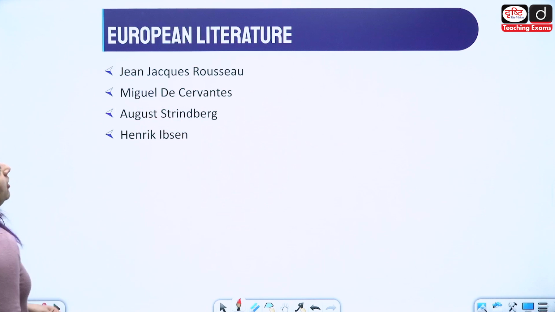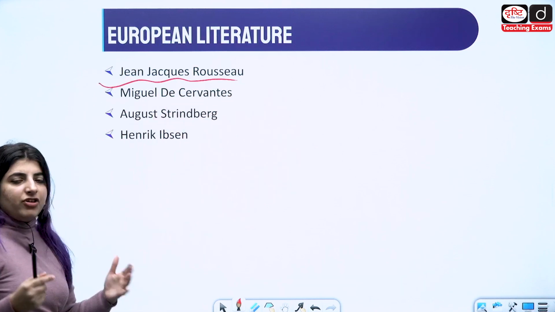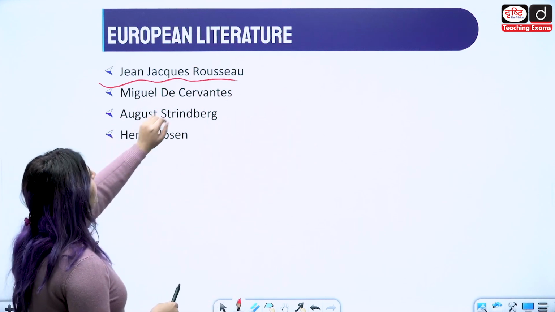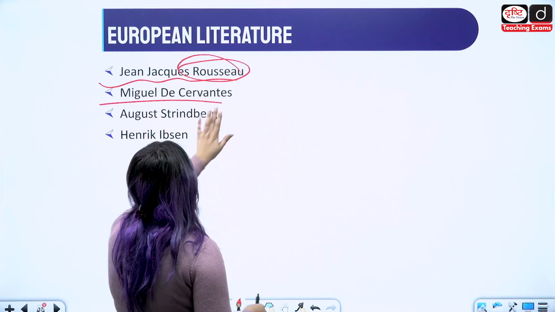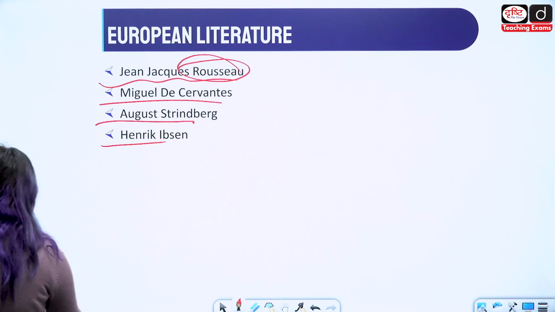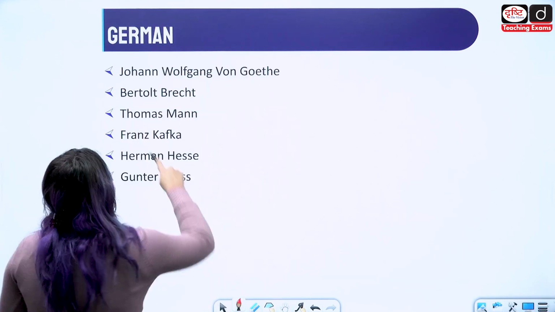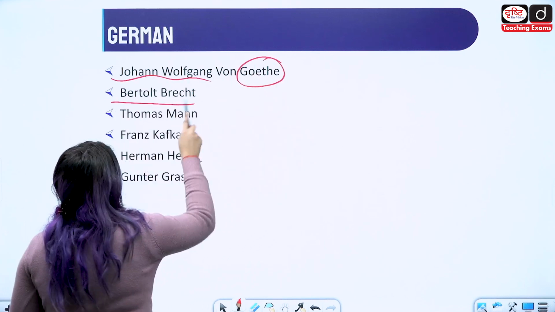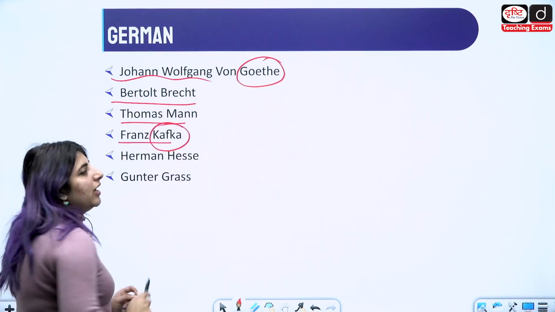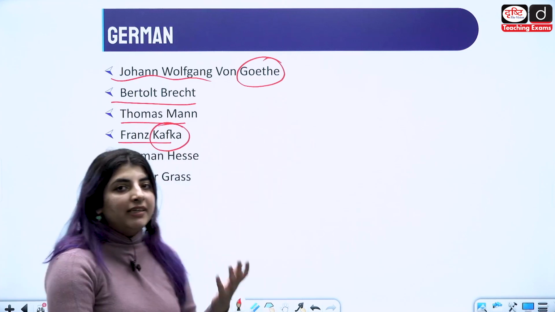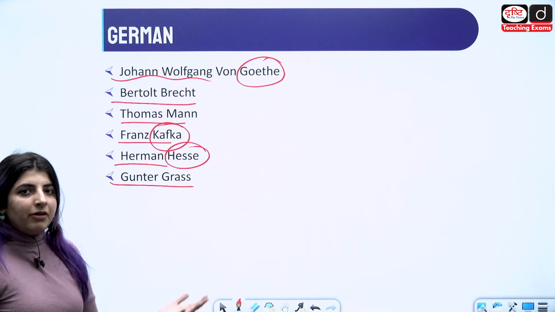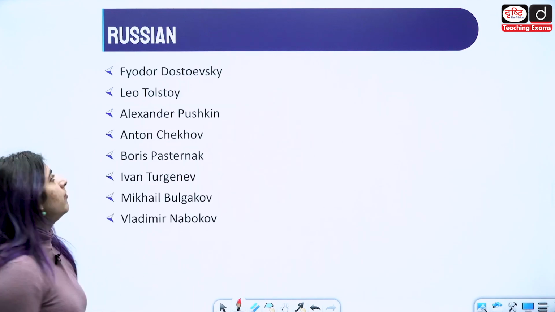Correct? Then European literature, with world literature coming up here. European literature is also something which they ask questions from. So we are going to talk about Rousseau, Miguel de Cervantes, August Strindberg and Henrik Ibsen. His work, Ghosts, is important. Then German literature, Johann Wolfgang von Goethe, Brecht, The Good Woman of Szechuan, Thomas Mann, right? Franz Kafka with his works like Letters to Milena, Metamorphosis, right? Hermann Hesse, Günter Grass with works like The Tin Drum and all. Summaries here are going to be much more important.